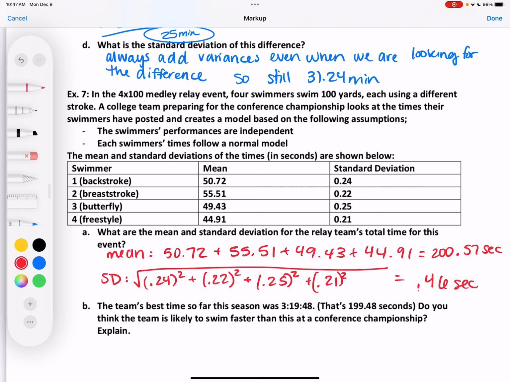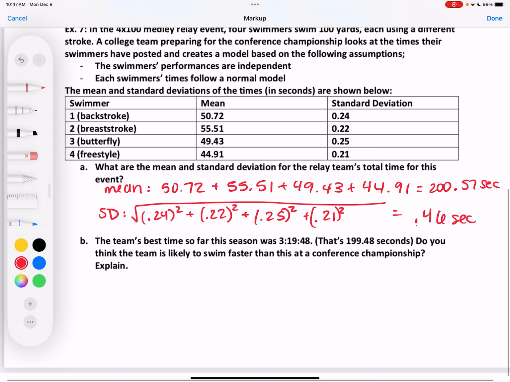All right, this next question is going to make us combine some stuff from previous sections that we've done this year. It says the team's best time so far this season was 3 minutes, 19 seconds, and 48 milliseconds, I guess. Anyways, that's 199.48 seconds. I like it that way better. Do you think the team is likely to swim faster than this at the conference championship? Explain. We are going to do it mathematically, but what do you think?